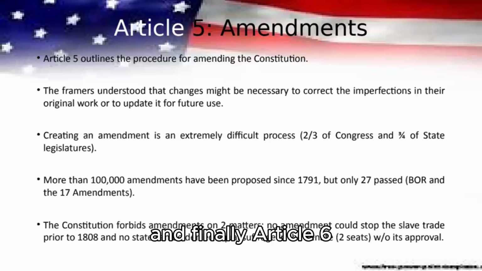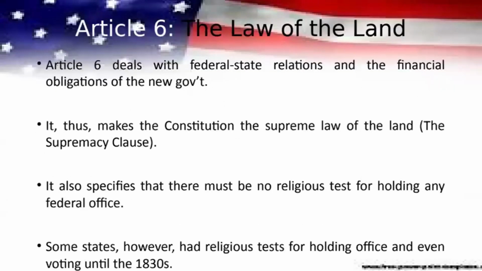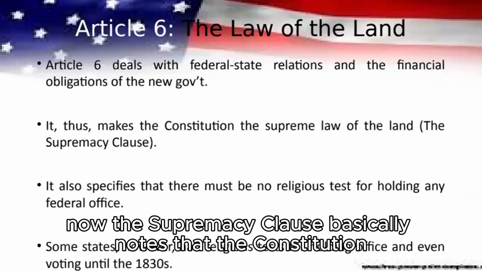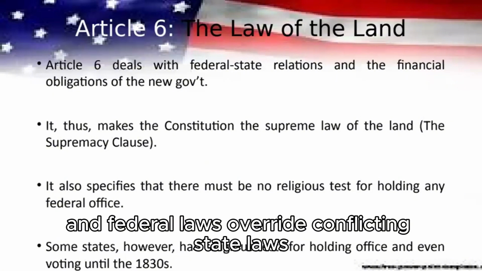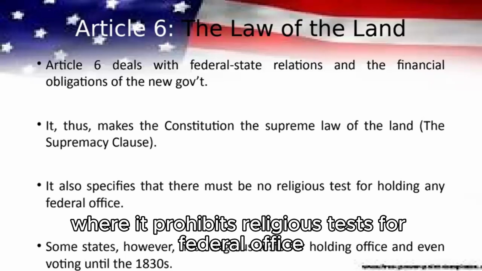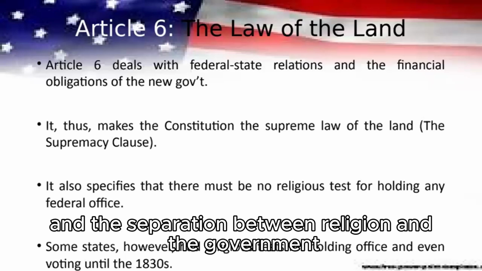And finally, Article 6, which is the law of the land. Article 6 establishes the Supremacy Clause. The Supremacy Clause basically notes that the Constitution and federal laws override conflicting state laws. It also provides for religious freedom, where it prohibits religious tests for federal office. Why does this matter? Because it strengthened religious liberty and the separation between religion and the government.